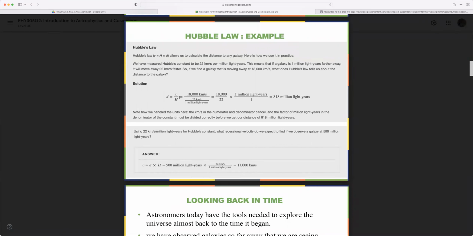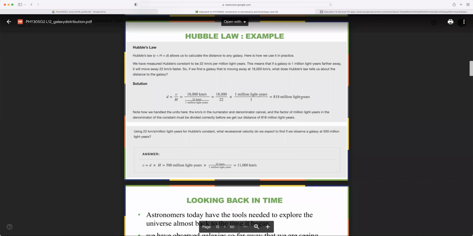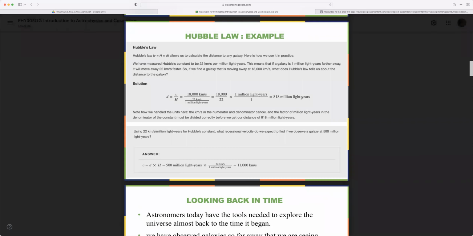Since we have measured the receding velocity in terms of kilometers per second, then the Hubble constant I have given here is 22 kilometers per second per million light years. Then you can see that these two units will cancel out and your answer for the distance will come in terms of million light years. And if you are using the other type of unit, that means the 70 kilometers per second per megaparsec, that's still okay. But then your final answer for the distance will come in terms of megaparsecs. So that means the units play an important role here. So make sure that you keep that in mind.